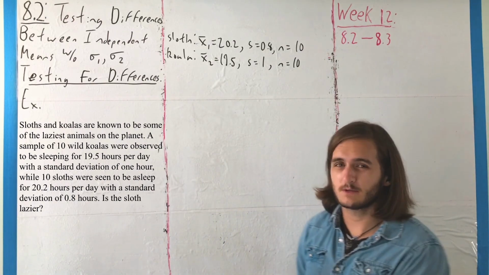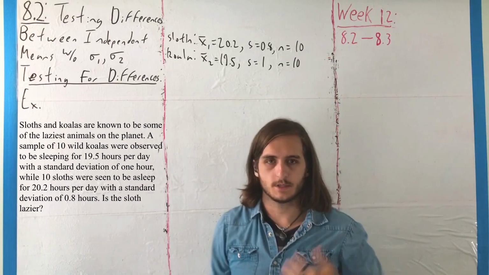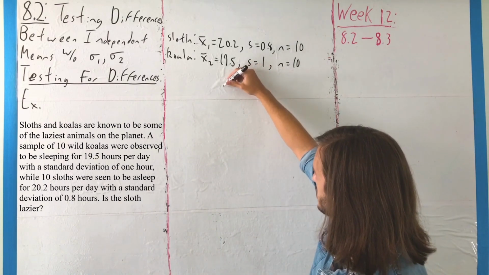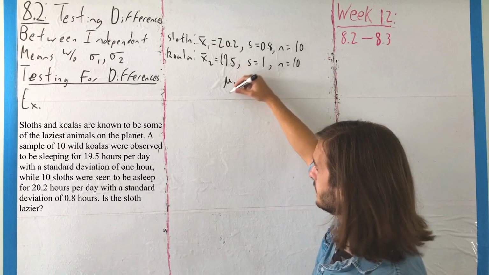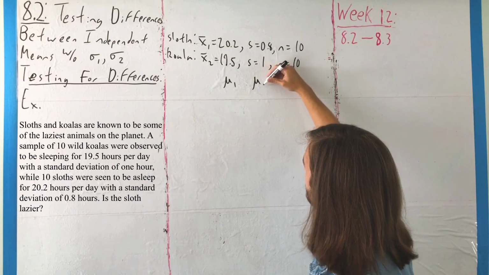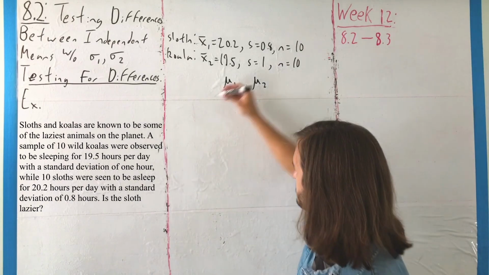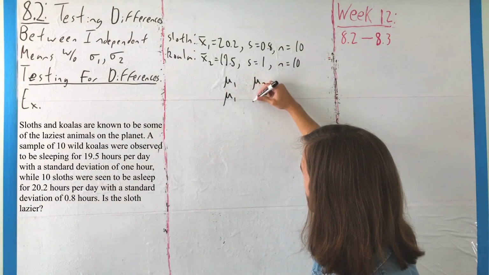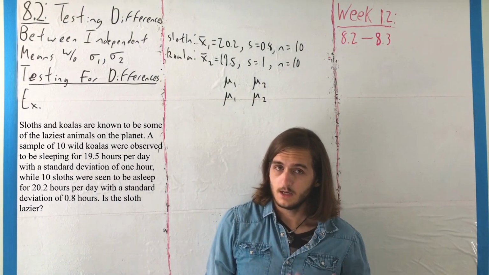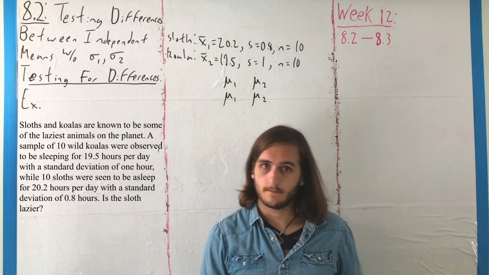So if we want to think about this in terms of hypotheses, in terms of a test, well, we're going to say that since the 1s are for sloths and the 2s are for koalas, we might have hypotheses that look something like mu1, the mean for the population sloth sleep time, as compared to mu2, the population mean for koala sleep time. Remember, we're still thinking about this in terms of a null and alternative hypothesis. We're still running a hypothesis test. It's just a hypothesis test of a comparison between two things instead of checking the veracity of one.